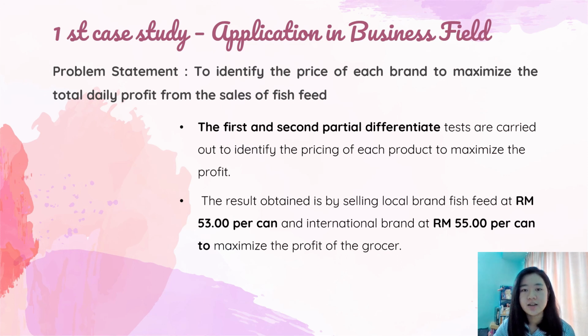In this case study, the first and second partial derivative tests are carried out to identify the pricing of each product to maximize the profit. Throughout the investigation, the result that we obtained is that selling the local brand fish feed at 53 ringgit per can and the international brand at 55 ringgit per can maximizes the profit of the grocer.